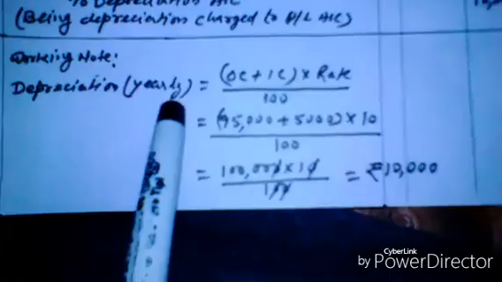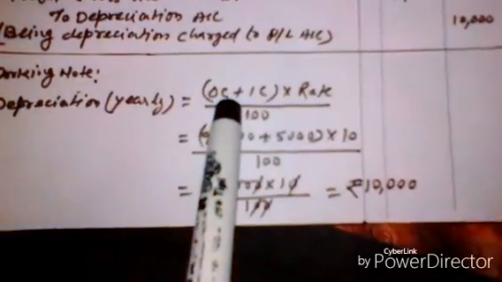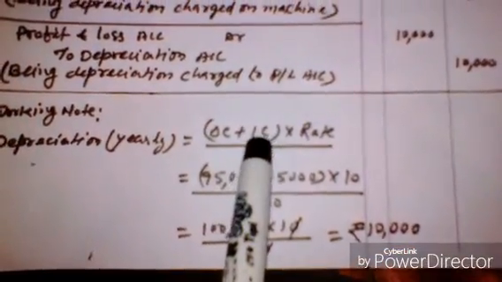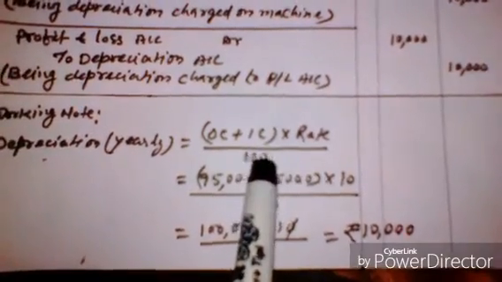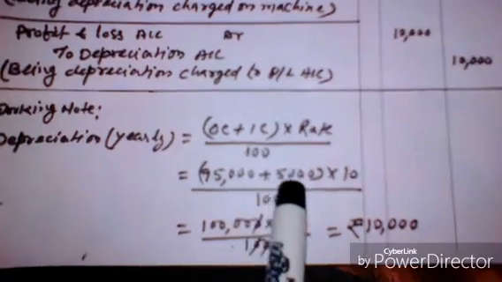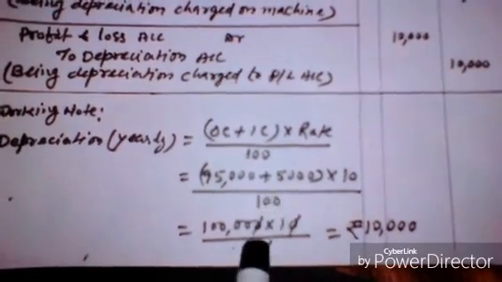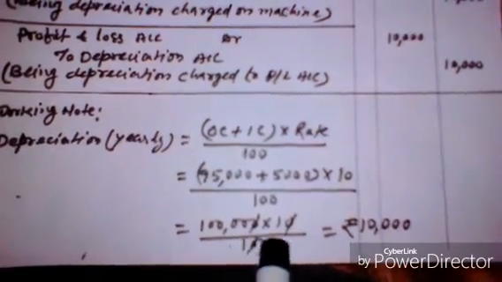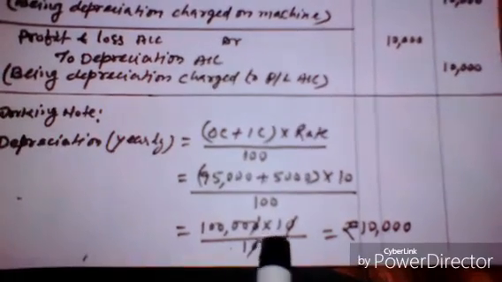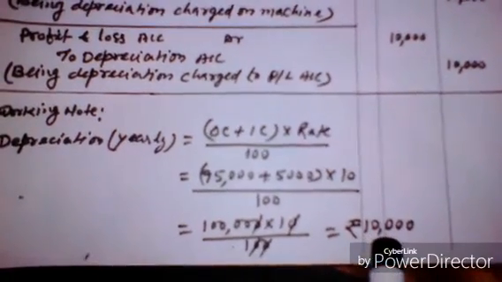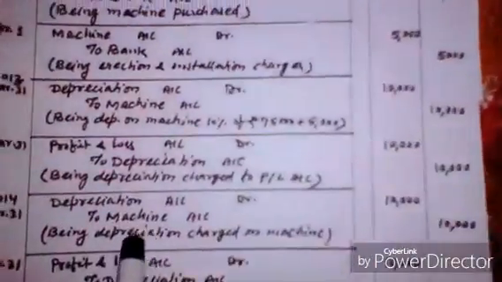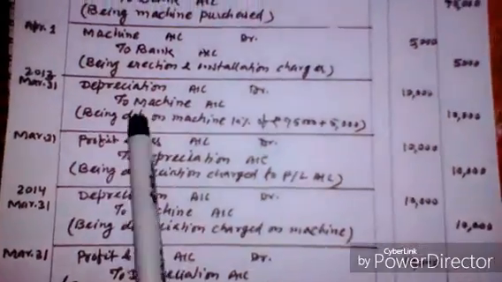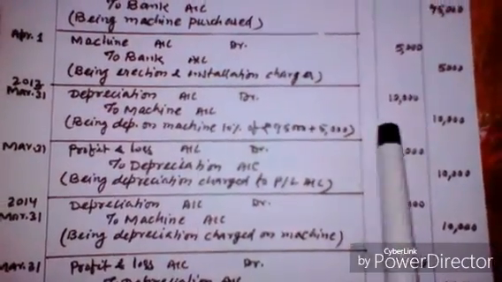Working note: depreciation yearly is original cost plus installation charges, into rate, divided by 100. So 95,000 plus 5,000, into 10, divided by 100. So 100,000 into 10 divided by 100, that will be rupees 10,000 depreciation yearly. So now pass the entry here. First year's entry will be passed this way.